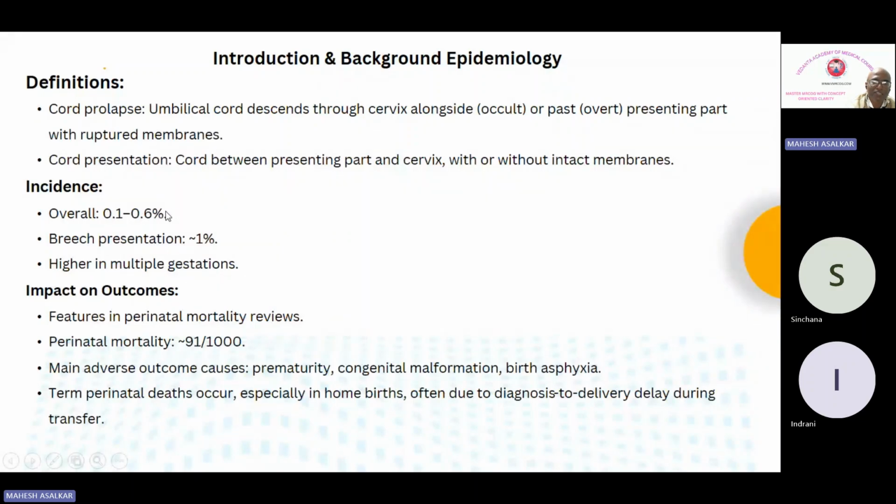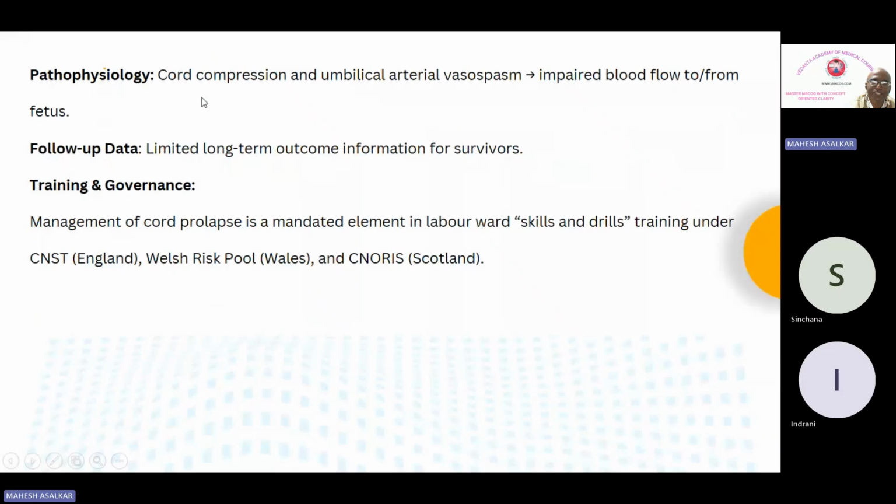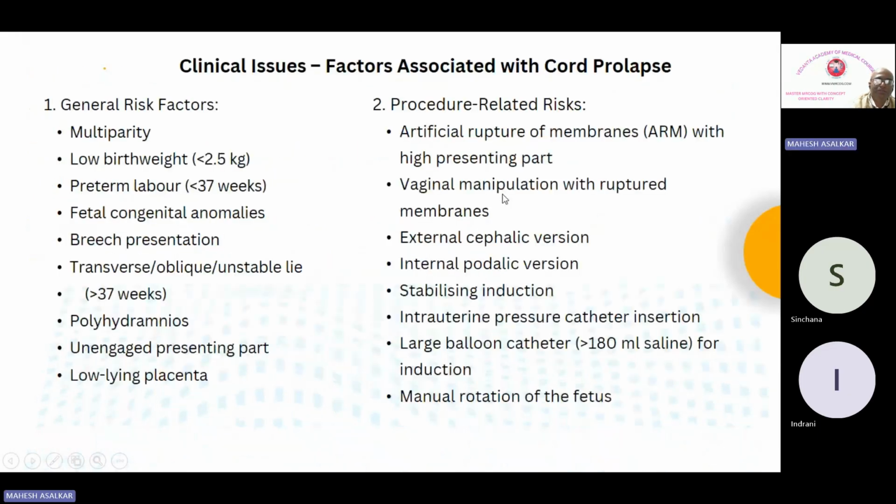0.12, or sometimes they will give 1 in 200, so that is 0.5%. Overall 0.1 to 0.6%. Breech presentation will have 1% incidence, so cephalic will have half of that. It is higher in multiple gestations. Then impact on outcomes: it features in perinatal mortality reviews. Perinatal mortality is 91 per 1000. Adverse outcomes include prematurity, congenital malformation, birth asphyxia, etc. Pathophysiology: cord compression and umbilical arterial vasospasm lead to impaired blood flow to and from the fetus. Now, what are the general risk factors associated with cord prolapse?